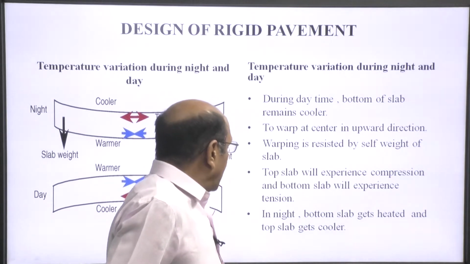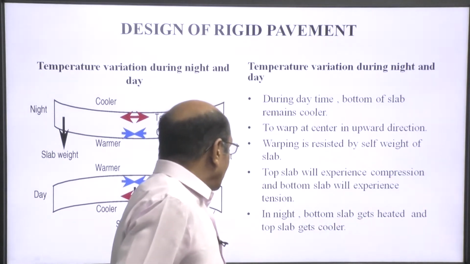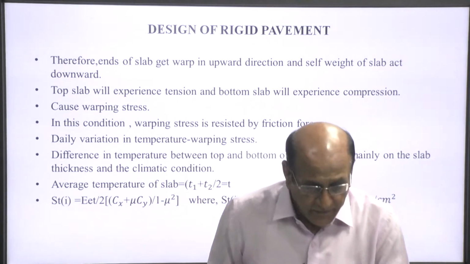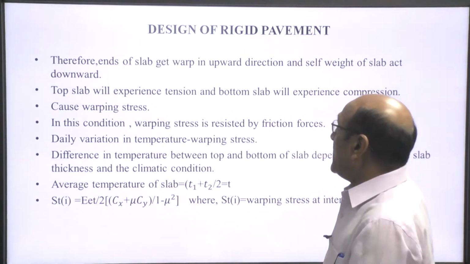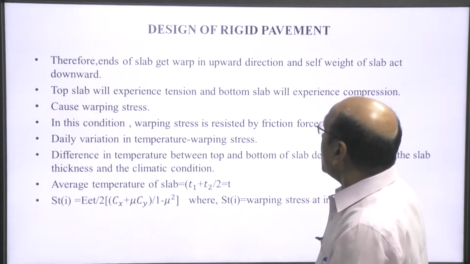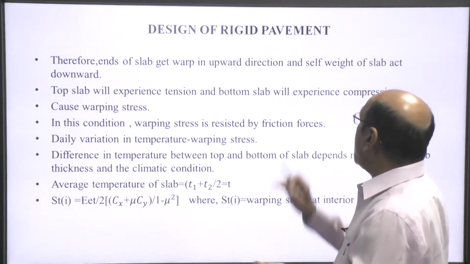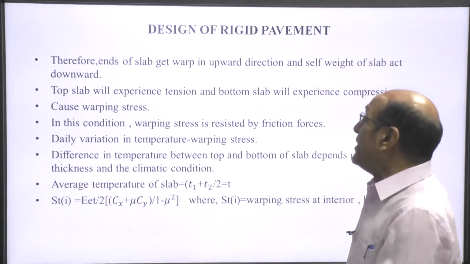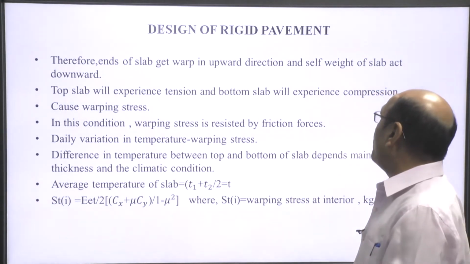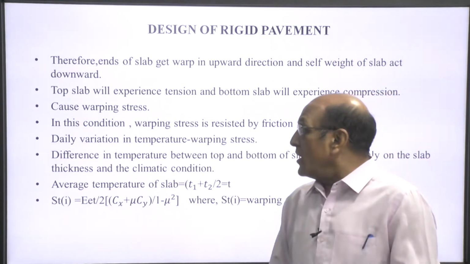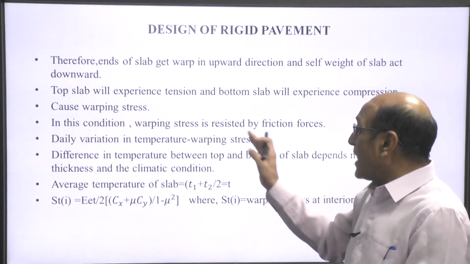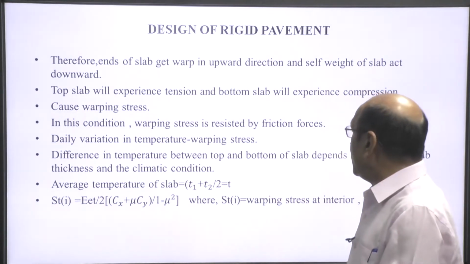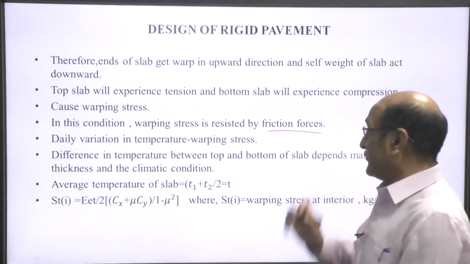At night, the bottom slab gets heated and the top slab gets cooler. Therefore, the end of the slab gets warped in the upward direction and the self weight of the slab acts downward. Top slab will experience tension and bottom slab will experience compression, causing warping stress. In this condition, warping stress is resisted by the frictional forces.